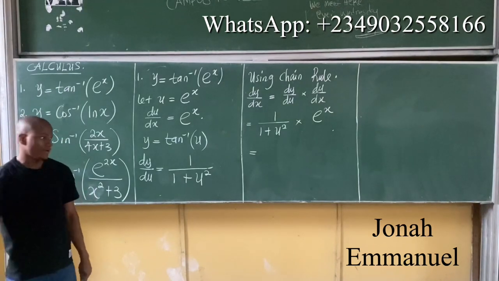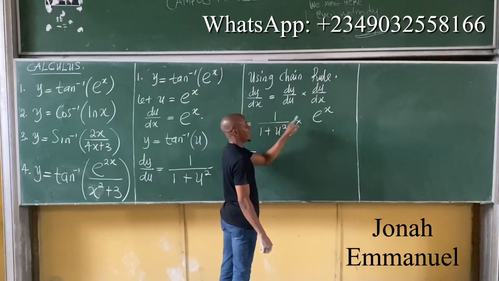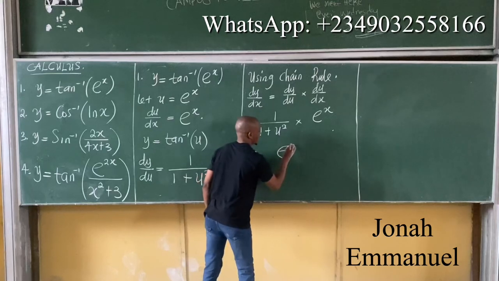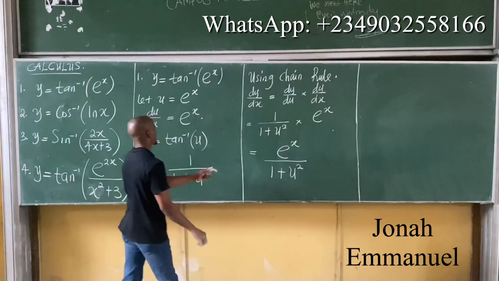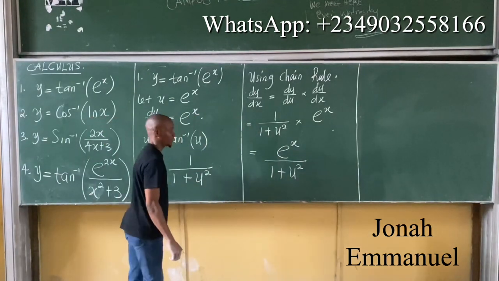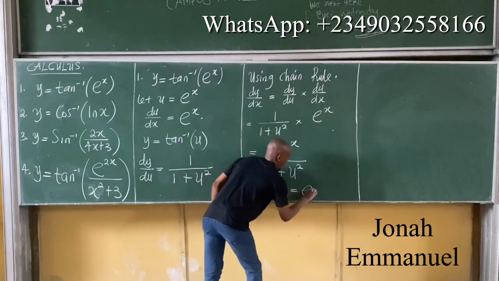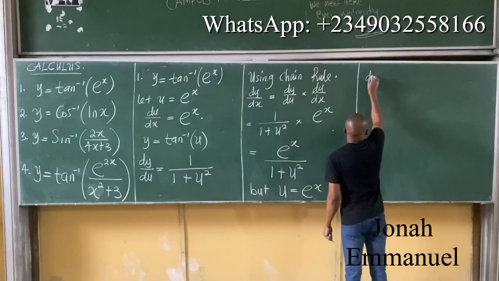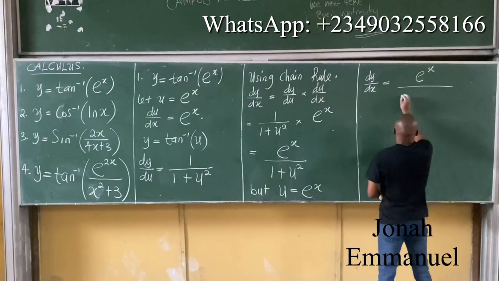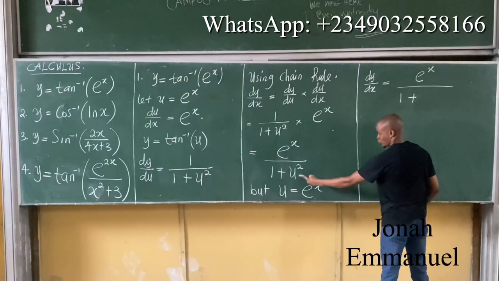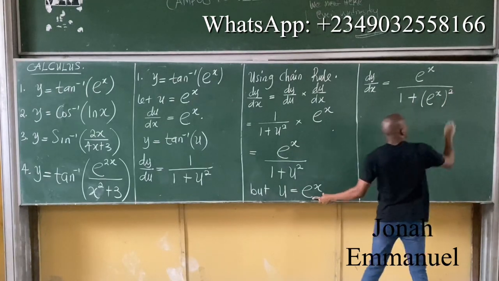Alright. So at this point, what next? Obviously these two multiply. This part goes to the numerator. Exponential x times 1 gives you the same thing, exponential x, all over 1 plus u squared. You can't leave your answer in u. Put the value of u back into this equation. But what's u? U is exponential x. So it means that dy/dx is equal to exponential x all over 1 plus u squared, which is exponential x, all squared.